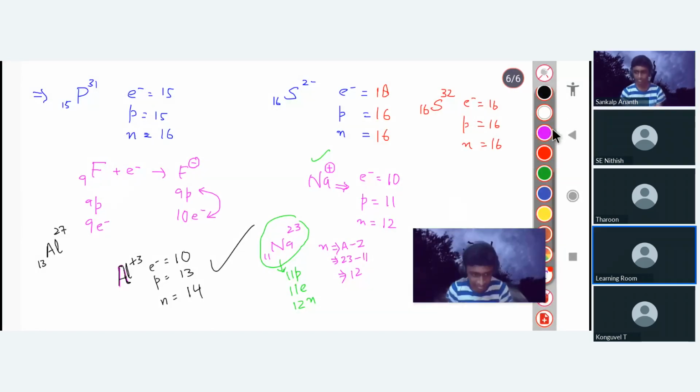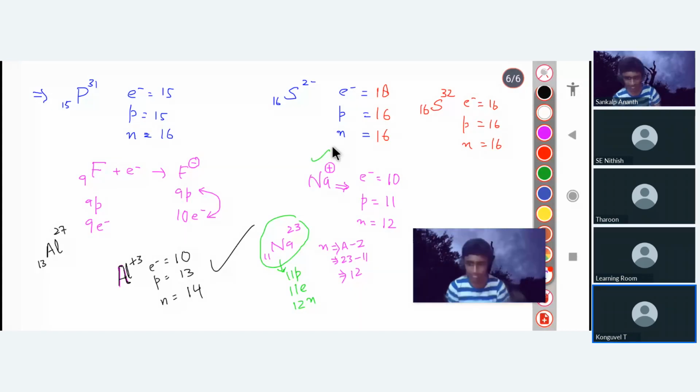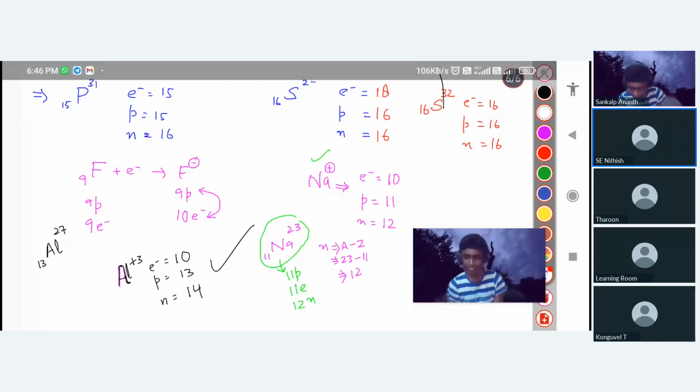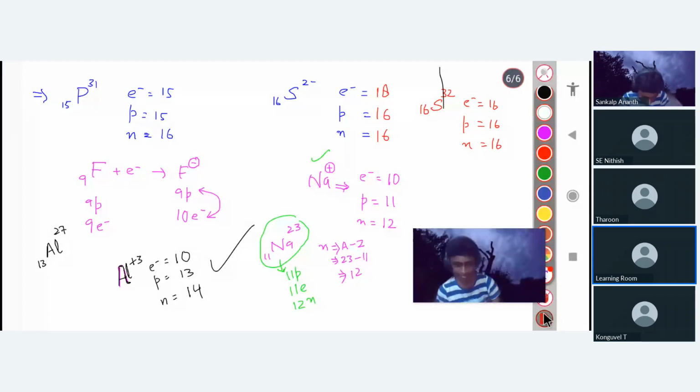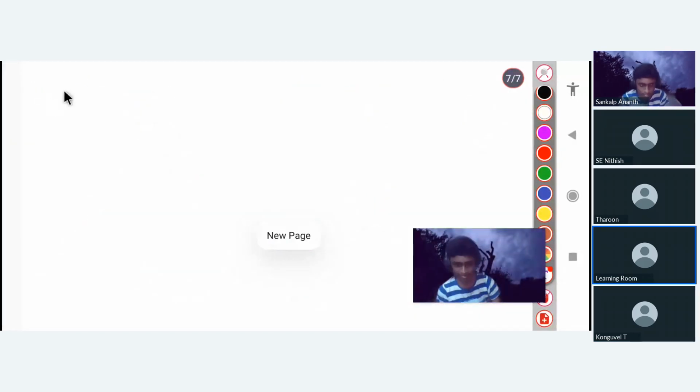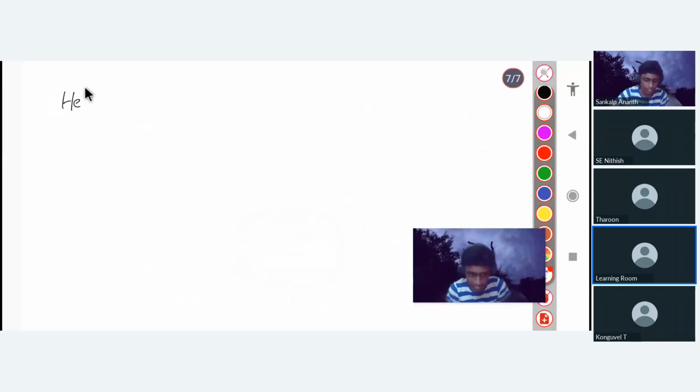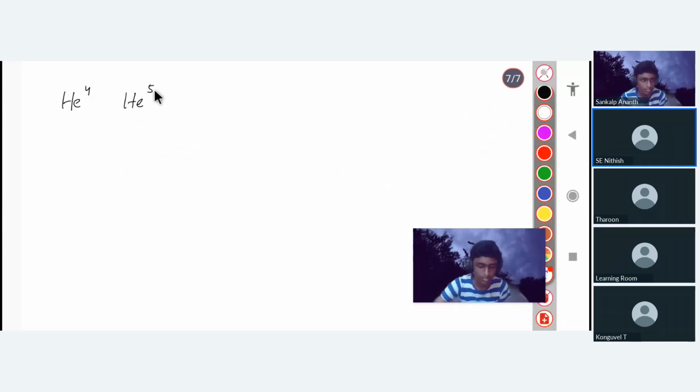Okay, shall I move to the next page? Yes, sir. Okay, now tell me, for example, if the question is given to you that it is He4 and it is He5, what is the difference between the two? Their mass number is different. Exactly, their mass number is different. So can you tell me in each case what will be the number of electrons, protons, and neutrons?